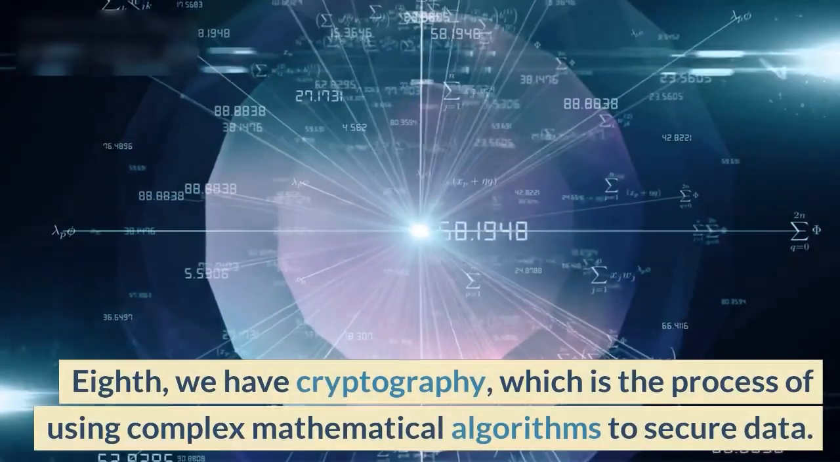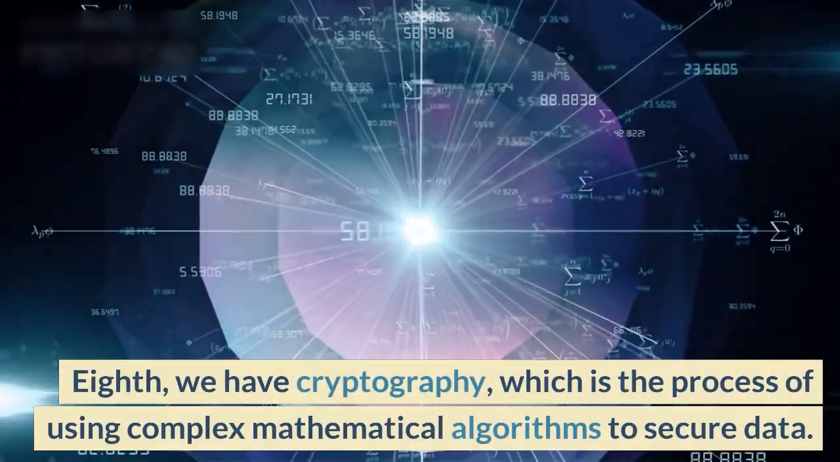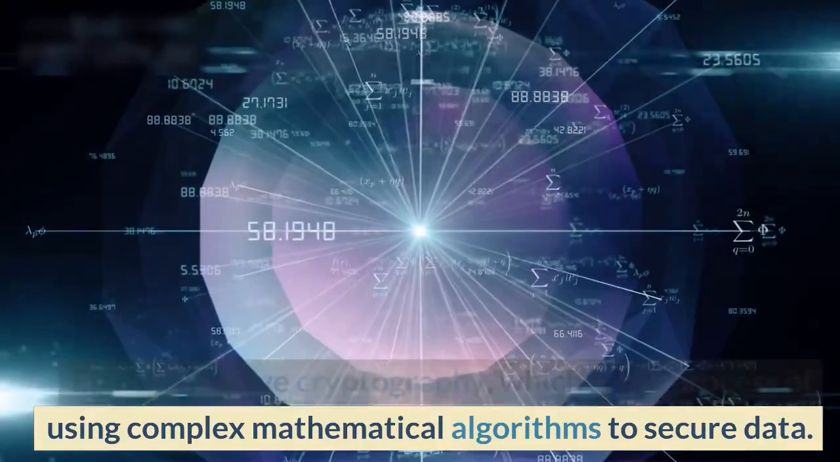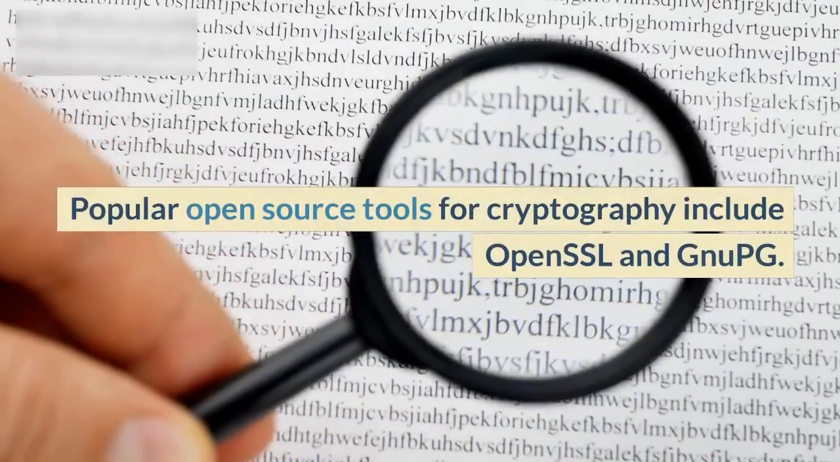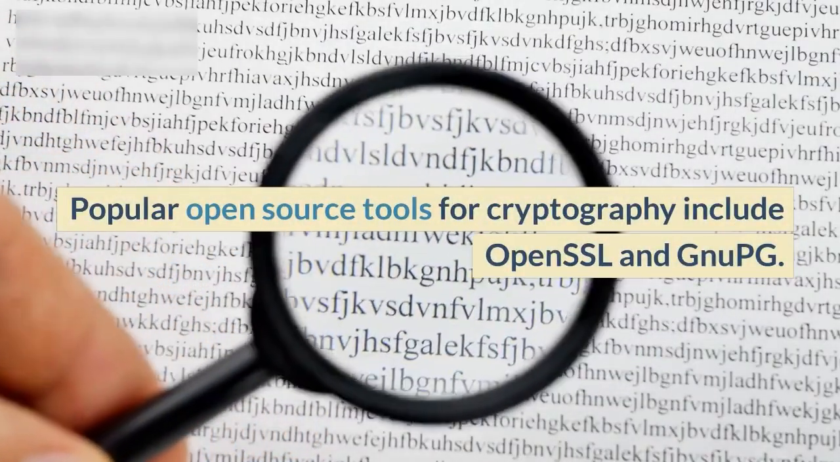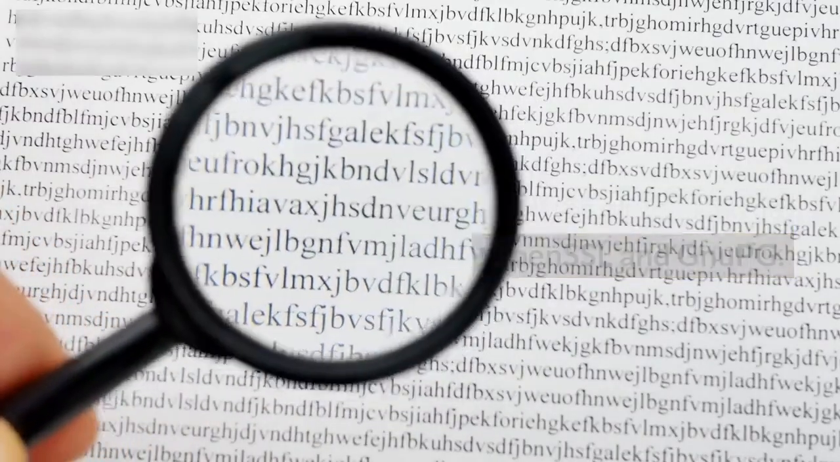Eighth, we have cryptography, which is the process of using complex mathematical algorithms to secure data. Popular open source tools for cryptography include OpenSSL and GnuPG.